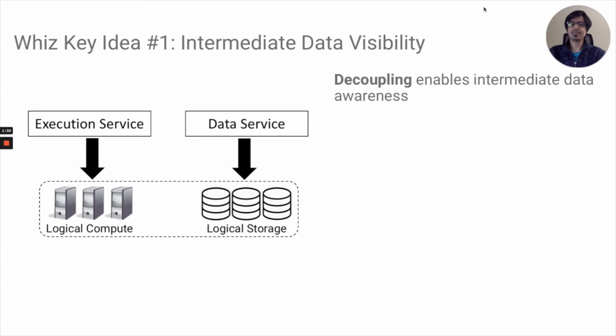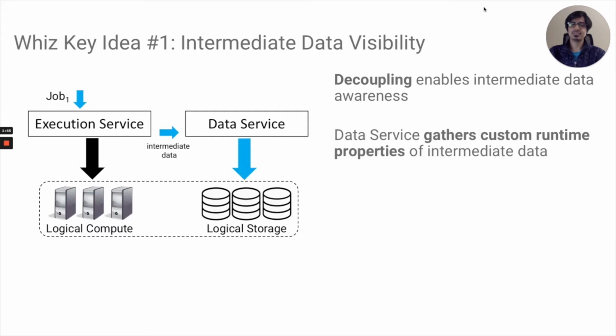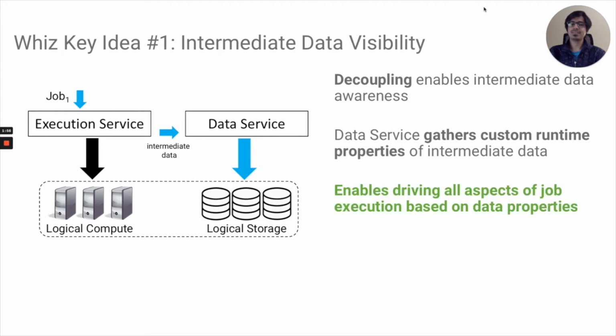The decoupling enables intermediate data awareness. Consider a job submitted to Whiz. The execution engine initiates the execution of the root stages and pushes the intermediate data to the data service, which is responsible for its management. This allows the data service to gather custom properties of the intermediate data at runtime, which enables driving all aspects of job execution based on data properties as we see next.